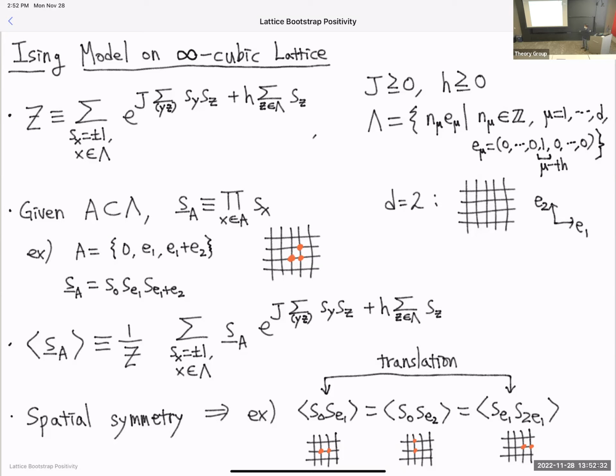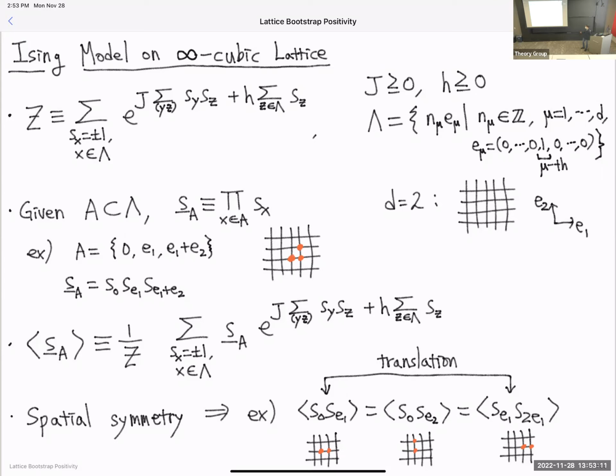So what are the observables of interest? They are the spin correlators. In order to define them, let me introduce one more notation. Say we are given some finite subset A of this lattice lambda. By s underbar A, I mean the product of the spin variables which are located at this subset. So for example, if our subset is composed of these 3 sites, the origin, e1 and e1 plus e2, then by s underbar A, I mean just the product of the spin variables there.